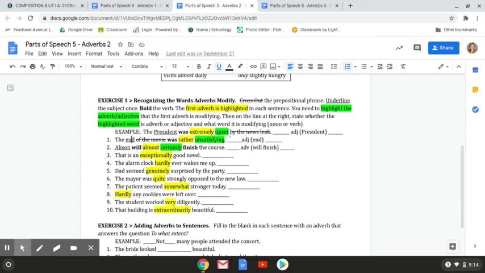Therefore, unsatisfying is an adjective, and we note in parentheses, end. That's the word that it's modifying.